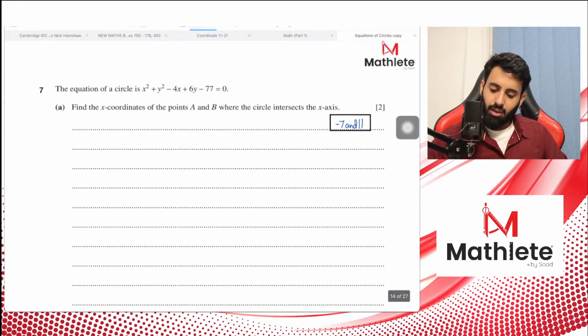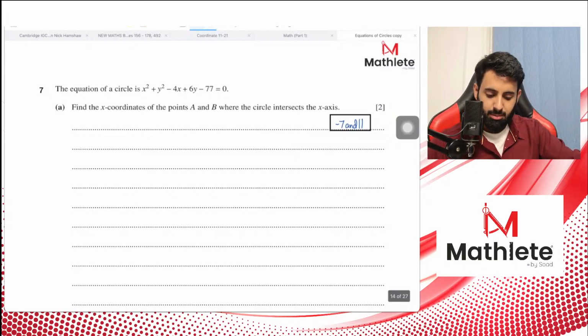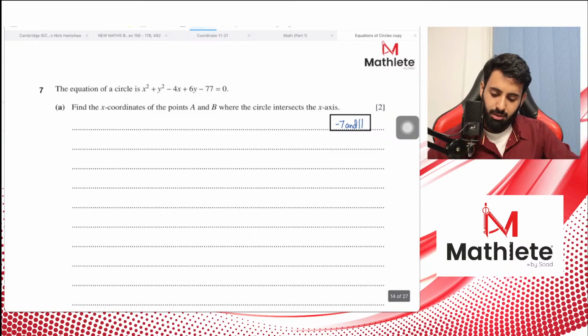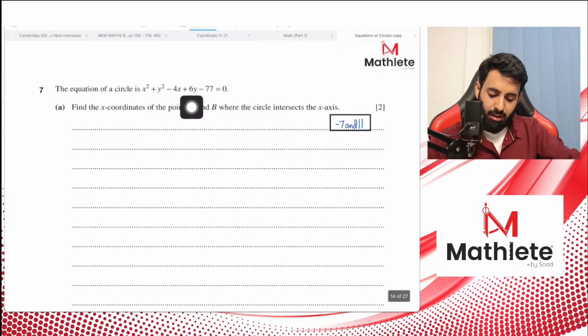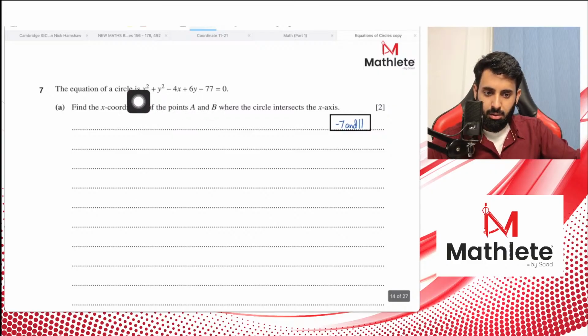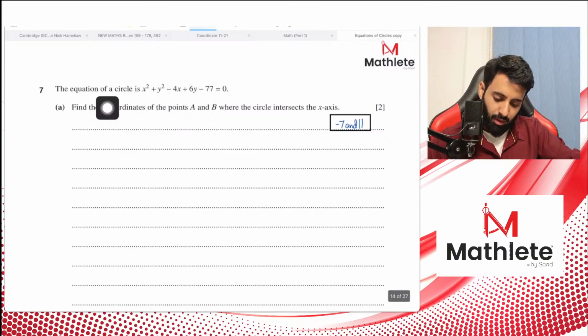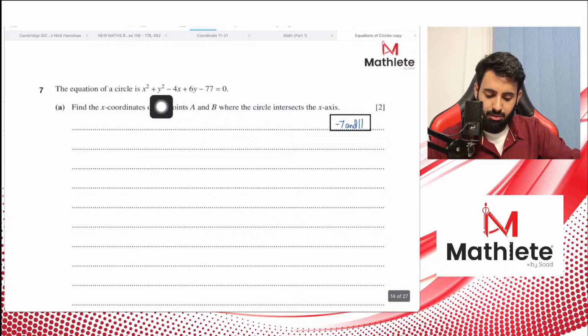Here it says the equation of a circle is x squared plus y squared minus 4x plus 6y minus 77 equals 0. Find the x coordinates of the points A and B where the circle intersects the x-axis. Normally when you look at an equation like this, you would first try to make it look like the standard equation of a circle, but that's not necessary, at least for the first part.